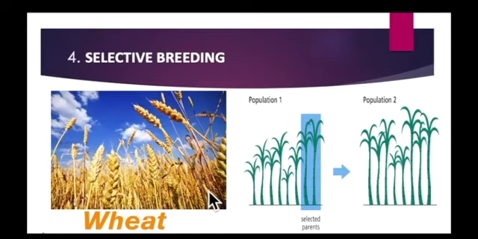And one other advantage of selective breeding is that it can produce crop plants that can grow in poor soils, like where less nutrient is there, so these plants can grow well. Secondly, they are also resistant to diseases, so this is also an advantage of selective breeding.